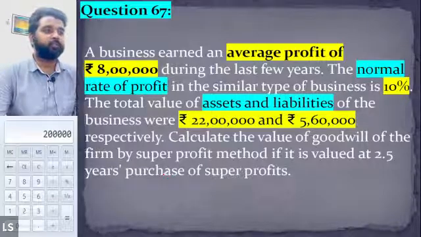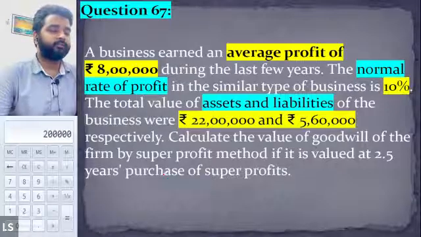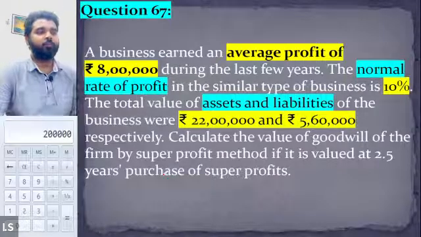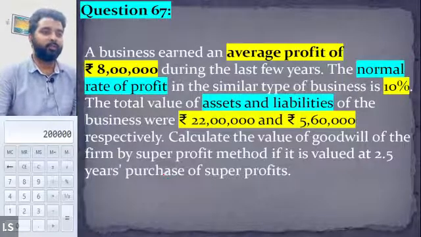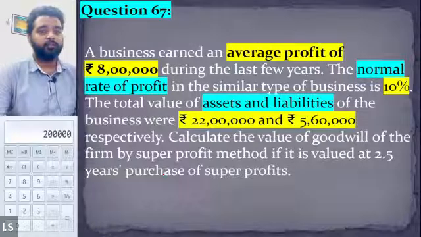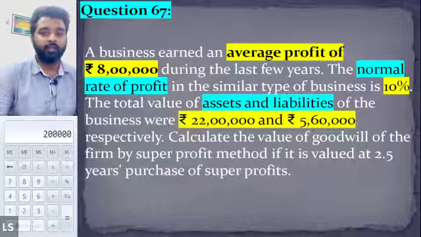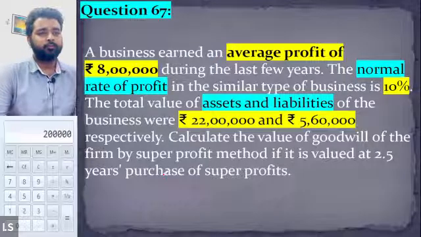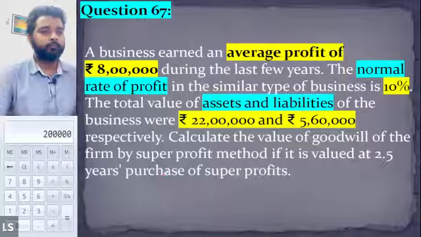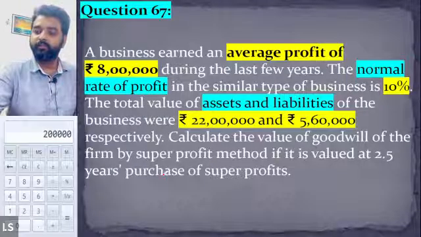So this question is very simple. Average profit of the few years is given already. No need to calculate this time. 8 lakh. Normal rate of interest is also given, which is 10%. Value of the asset and liability is also given. So I'm sure you have the idea why the information about the asset and liability is given, just to find out the value of the capital employed. All right, so try this question as well, all of you. Tell me the answer within 5 minutes.